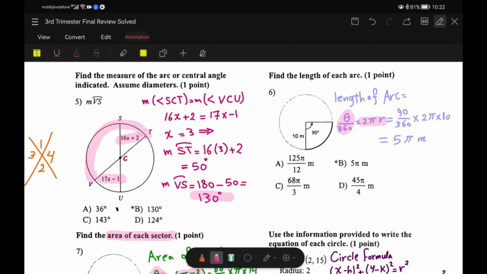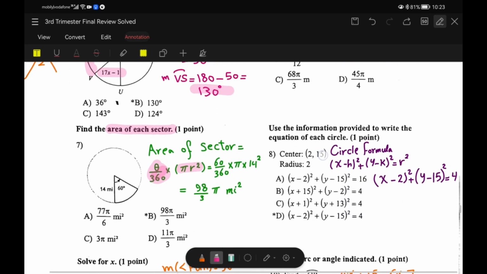Theta over 360 times 2 pi r, so 90 over 360 times 2 times pi times the radius here, which is 10. You will find the answer is 5 pi meters. 5 pi meters, meters only because it's a length. If it was an area, meters squared. If it was a volume, meters cubed or cubic meters.